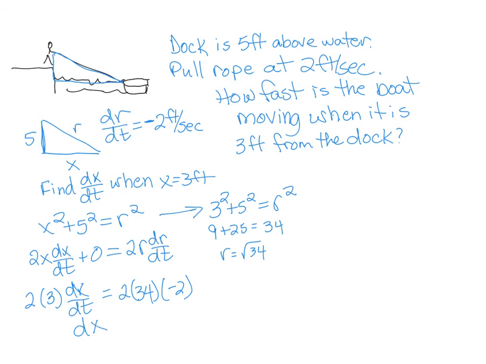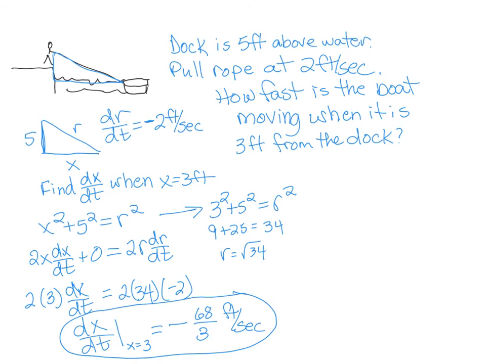Okay, dx/dt, and this is for x equals 3, is going to be negative. The 2's will cancel, and I'm going to get root 34 over 3 feet per second. That's pretty fast. If you used x equals, say, 10, it would be going very slow. But the closer you get to the dock, the faster the boat is going to move. So you got to check it. Okay, a couple more examples.